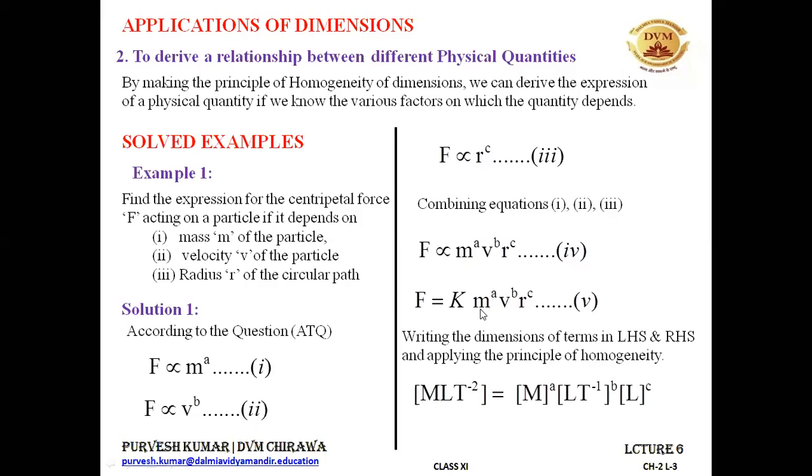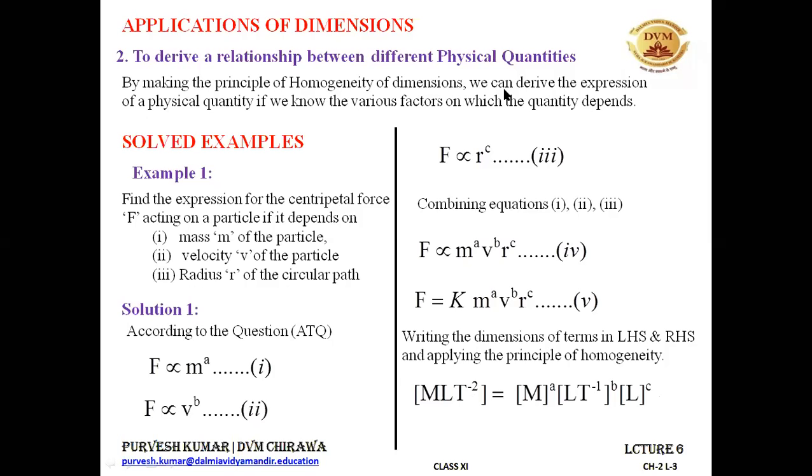In place of M, I have written the dimensions as capital M to the power a. In place of V, that is velocity, I have written the dimensions as LT minus 1, and the power to that is small b. And in place of R, I have written the dimension as capital L, and the power to that is small c. All right. Please write this equation, and from here on, we will be solving it in the next slide.